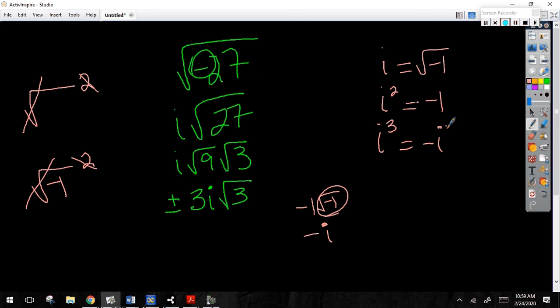You're going to have to do iterations like this on your homework. That's why I'm running through some of them. How about i to the 4th?